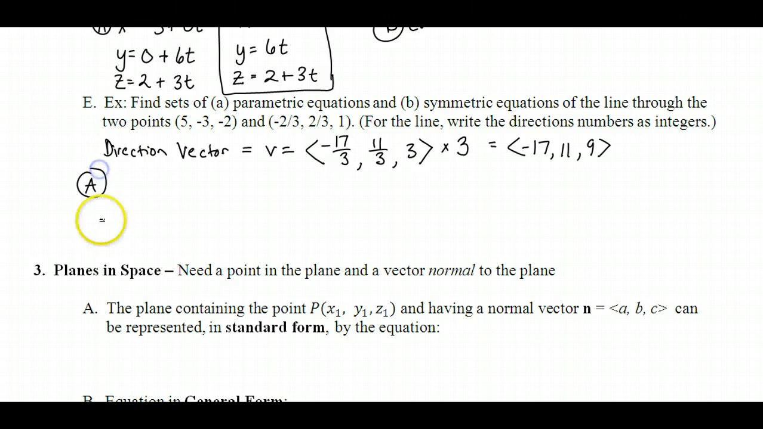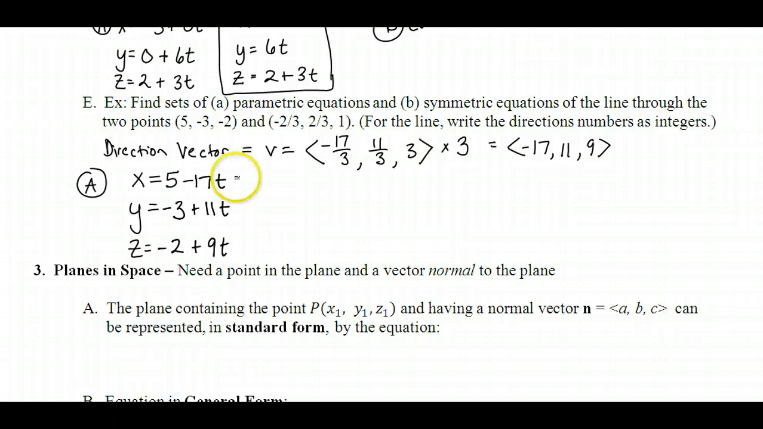So then for A, I want to write a parametric equation. Well, I need what x is equal to, what y is equal to, what z is equal to. And here you can use either point. Well, let's avoid the fractions again. So I'm going to use this first point, and this would be 5 plus that value, negative 17, so I'm going to change the plus to a negative 17t. y, well, my y coordinate is negative 3. My direction vector is 11, so 11t. z, I have negative 2. My direction is 9, so plus 9t.